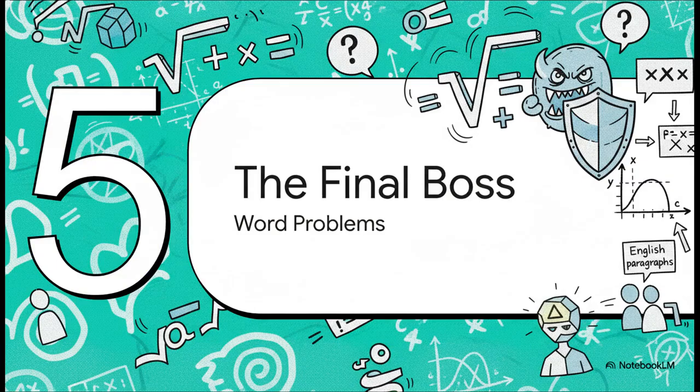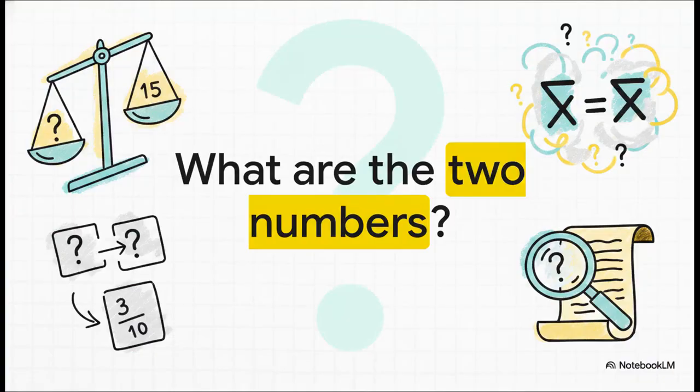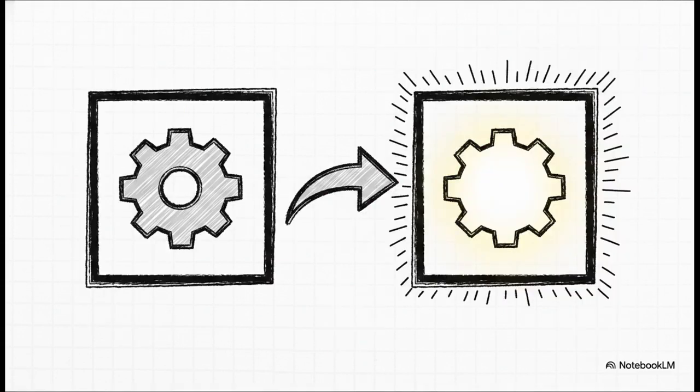All right, time for the final boss, conquering word problems. Let's look at a really classic setup. It goes like this. The sum of two numbers is 15, and the sum of their reciprocals is 3 over 10. What are the numbers? Okay, at first glance, this doesn't even look remotely like a quadratic equation. It just sounds like a riddle. But the secret here is the power of translation and substitution.